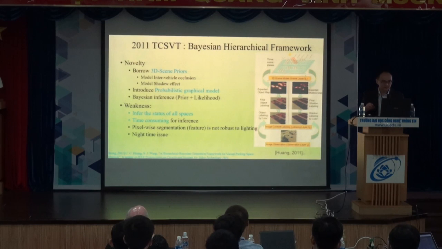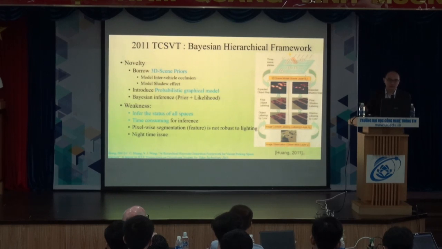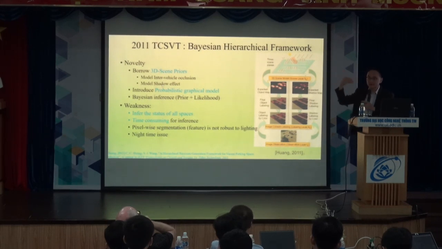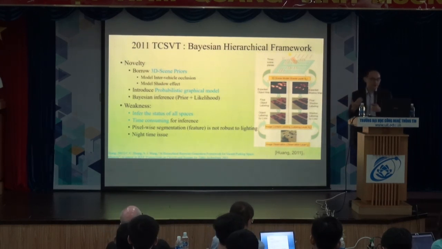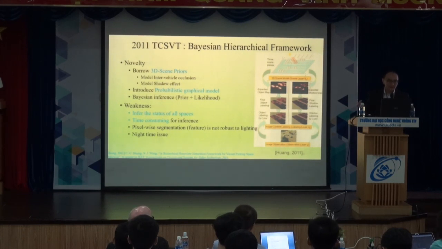Of course, in order to speed up, we do some programming to try to simplify the problem. But the novelty of this work is we introduce the 3D scene prior, model the shadow, and model the inter-vehicle occlusion, because you already have the 3D models. And we introduce the Bayesian framework, so we have prior information plus likelihood information.